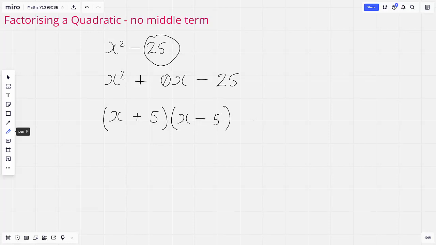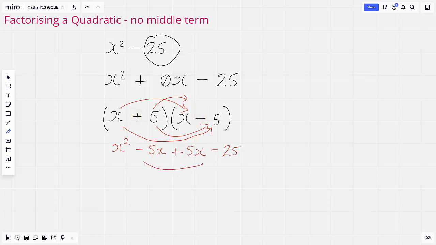Again, we can check this. Let's multiply through. X times x is x squared. X times 5 is minus 5x. 5 times x is plus 5x, and then the 5 multiplied by the 5 will give me a 25, but it's a negative 25 because it's a plus times a minus. These two terms here will cancel out. They'll become 0x. So we end up therefore with x squared minus 25, coming back to where we started.